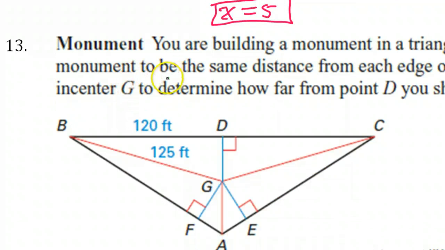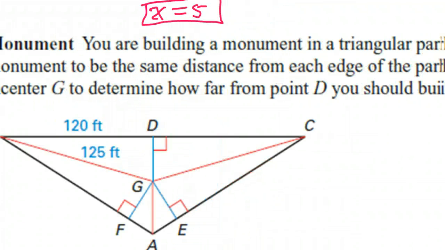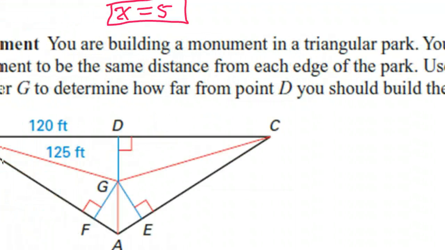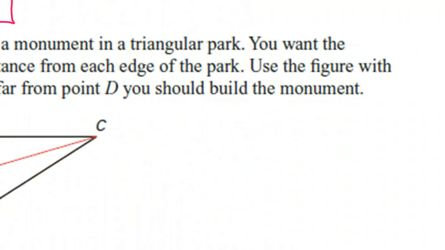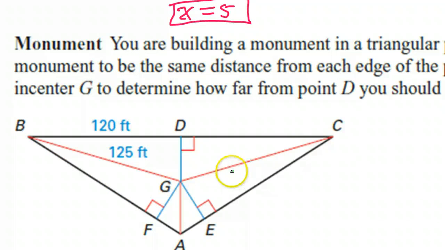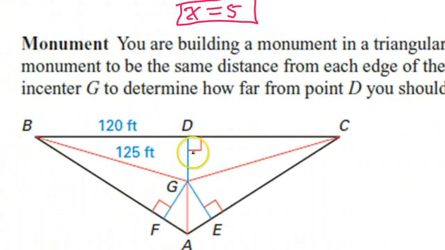Number 13. You are building a monument in a triangular park. You want the monument to be the same distance from each edge of the park. Use the figure with incenter G to determine how far from point D you should build your monument. So we are looking for this distance right here. They told us that G is the incenter, which means that the blue lines are the same. For the incenter, the distances to the sides are the same, not the corners. That would be a circumcenter.